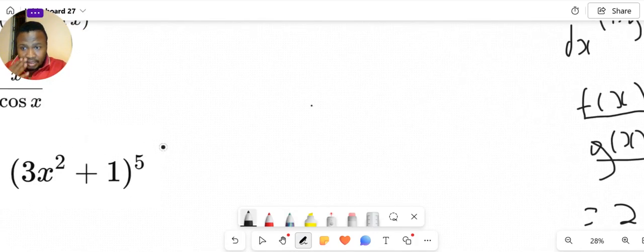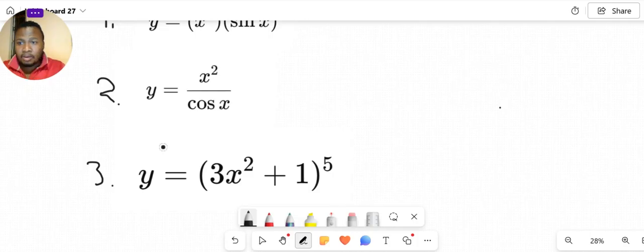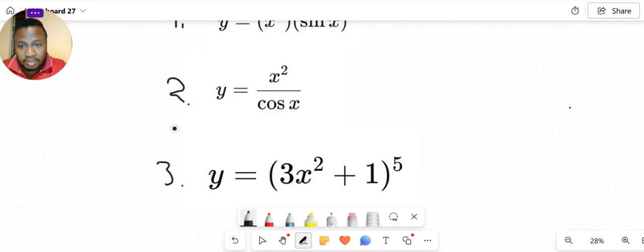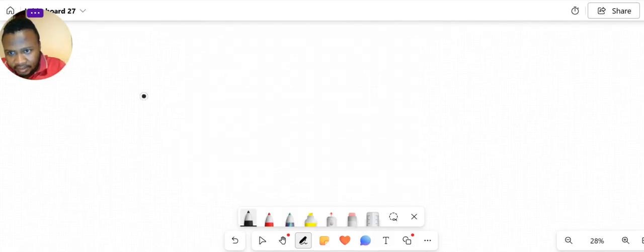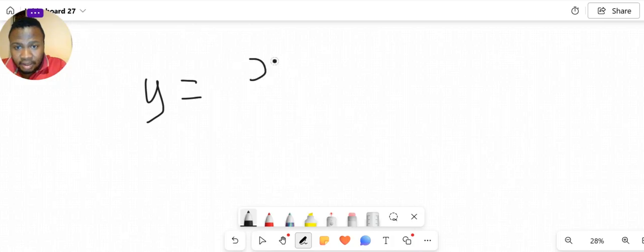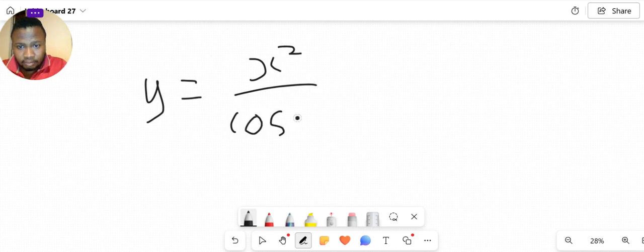Okay, let's move on to the second rule now. What about if you have a function where one is a denominator and one is a numerator? This is how we deal with such an equation. Let's look at our second example. Y is equal to x squared over cos x. This is called the quotient rule.